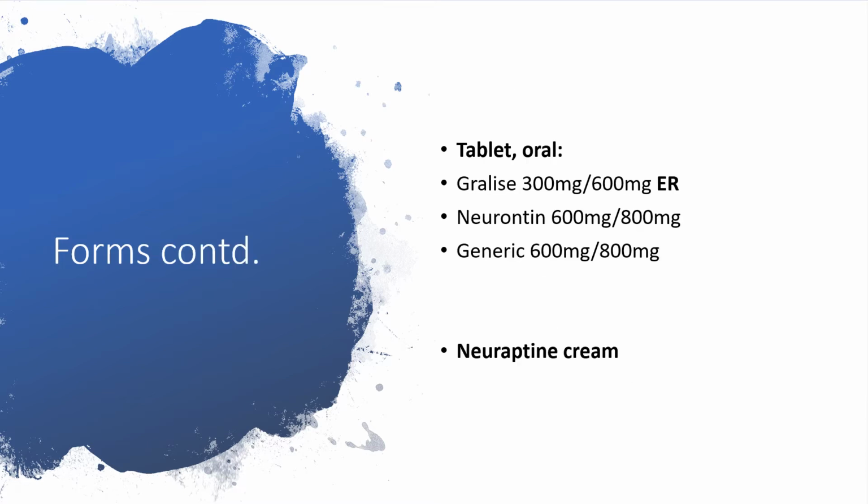It could also come in the form of oral tablets like Gralise 300 milligram or 600 milligram extended release, or Neurontin 600 or 800 milligram or generic 600 or 800 milligram. And it could come in the form of a cream, neuropathic cream.